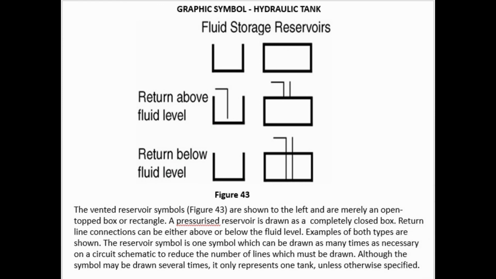Graphic symbol, hydraulic tank. The vented reservoir symbols, figure 43, are shown to the left, drawn as an open-topped box or rectangle. A pressurized reservoir is drawn as a completely closed box. Return line connections can be either above or below the fluid level. Examples of both types are shown.